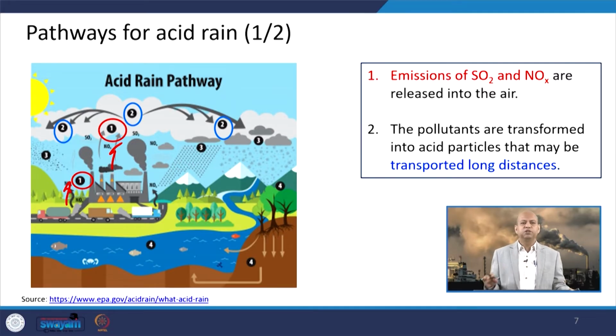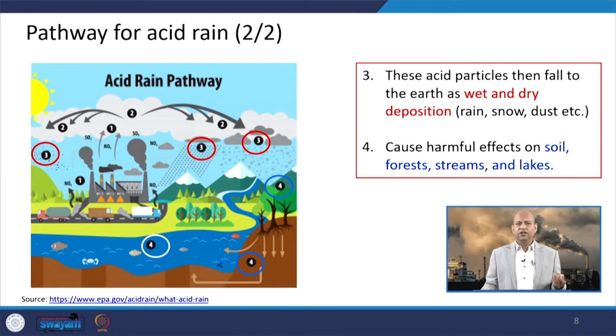All these phenomena are responsible for the generation of acid rain, and then it gets transported in the downwind direction. Particles can get deposited as dry deposition, and the sulfuric components or nitrates can get deposited as wet deposition also. So, both wet deposition and dry deposition of acidic components are responsible for acid rain, and they can cause harmful effects on whatever surface they come in contact with, whether soil, forest, streams or lakes, because they change the pH of those ecosystems.